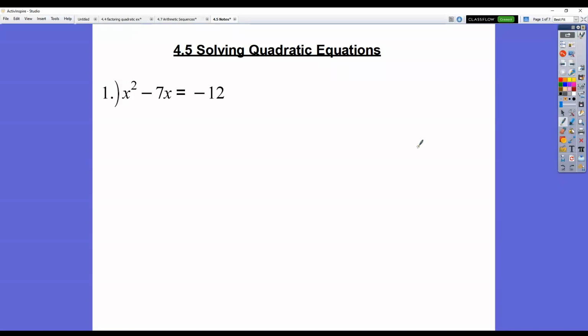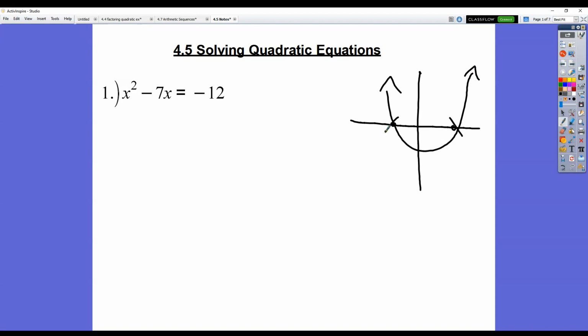Hi guys, we've been doing factoring. Now we're going to solve quadratic equations by factoring. And when we solve quadratic equations by factoring, or anytime you just solve a quadratic, essentially what we're finding is the zeros. Where does it cross the x-axis? So graphically, we're looking at these things here.